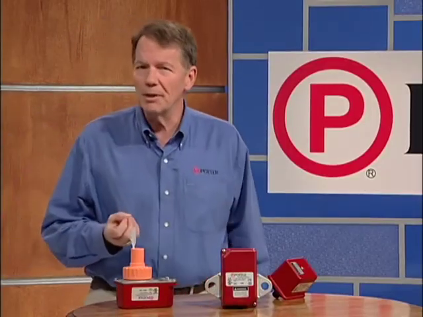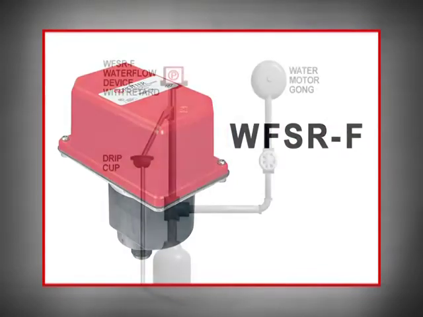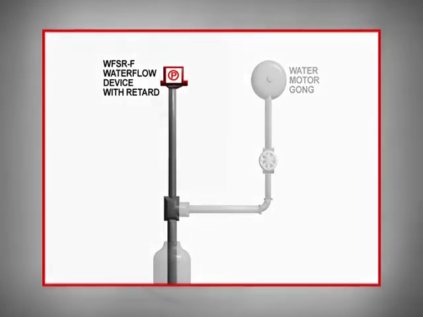This problem can be eliminated by using a WFSR-F pressure switch with a built-in retard. In this configuration, the retard chamber is only being used to delay the water motor gong. If there's no water motor gong, the retard chamber can also be eliminated.